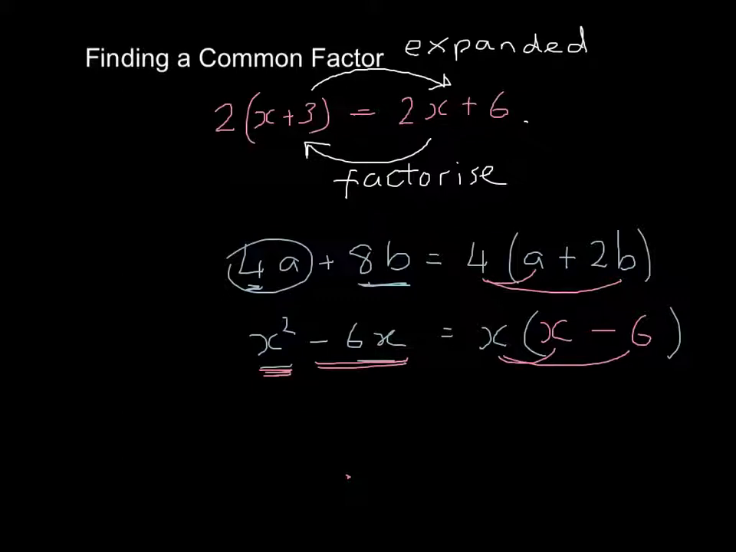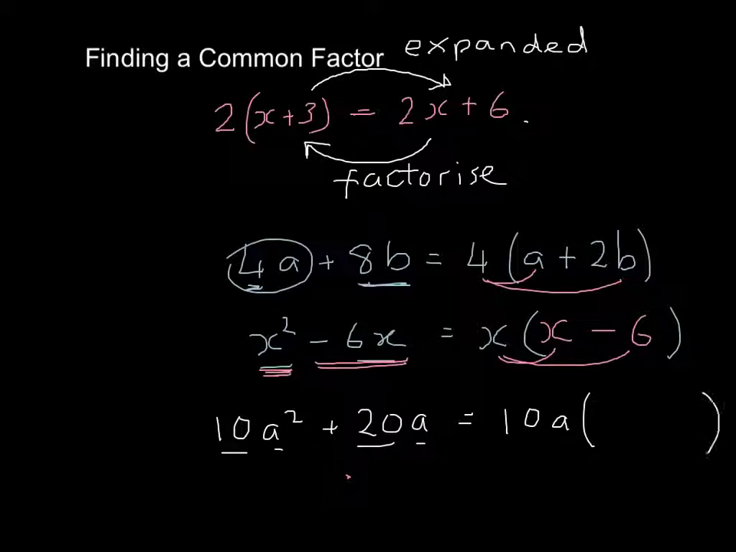And the last example, let's do 10a squared plus 20a. This time I can put a number. I have 10 and 20, so 10 goes into both. 10 can go out the front of my brackets. But also I have a in both expressions, so an a. So I can have 10a in the front of my brackets.